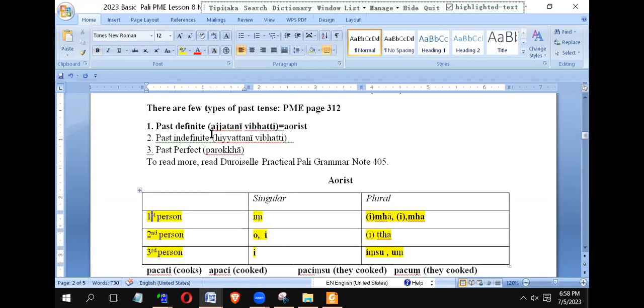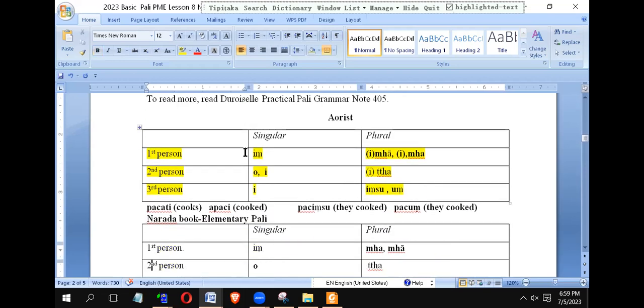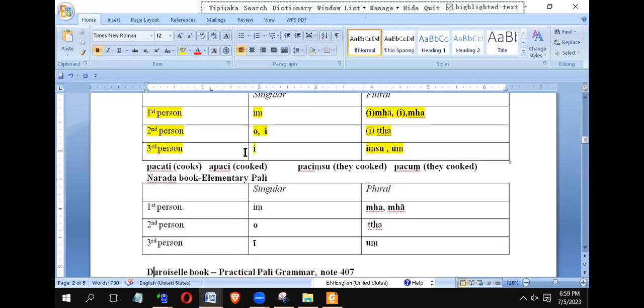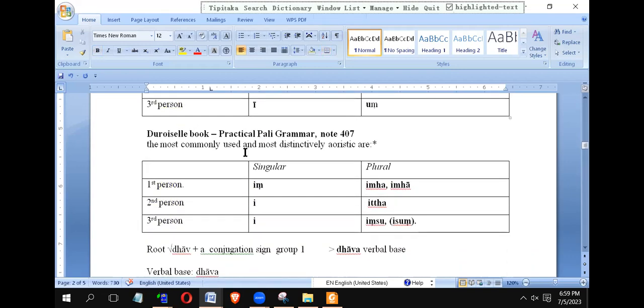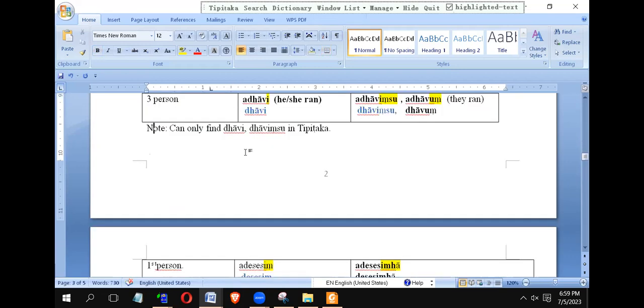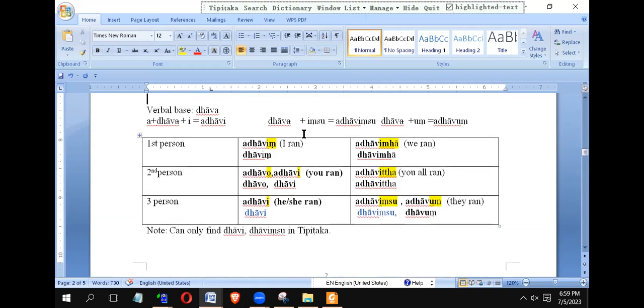Remember, we are still on this past definite, we call it Aorist, or in Pāḷi, ajjatani. As I said, different grammar books give a little bit of variance. Look at this, already mentioned just now. So how do you write? You have to look like this, with the verbal base, dāva, plus the e, or dāva with the insu. Then if you want to put A, you put the A here. Then you get adāvinsu.